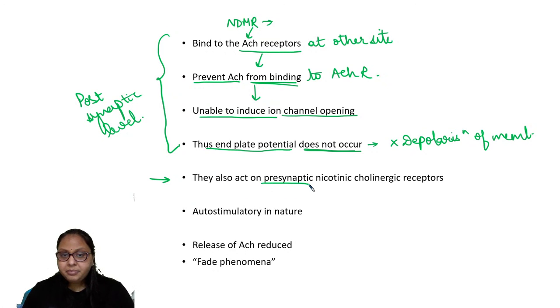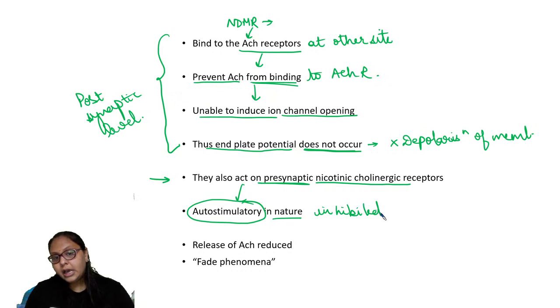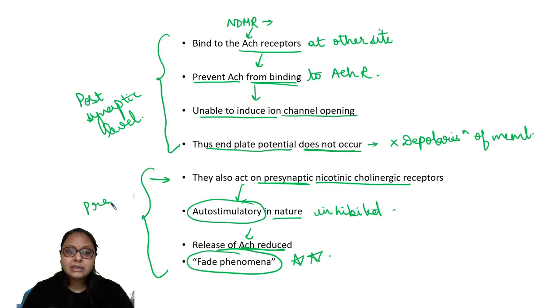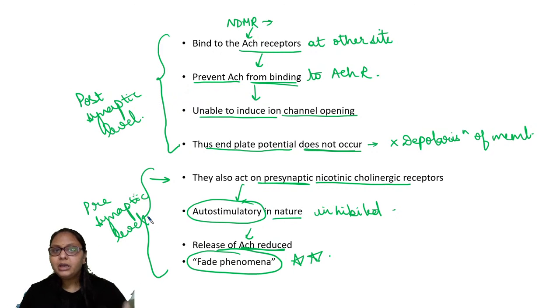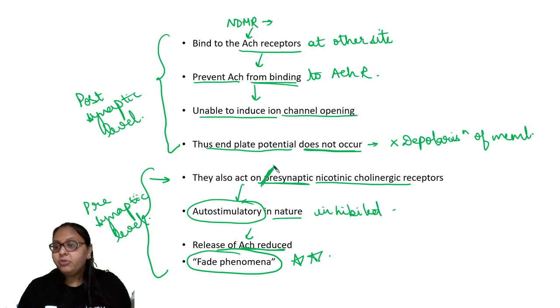Now, also they act at the presynaptic nicotinic cholinergic receptors, and therefore the autostimulatory nature is inhibited, and release of acetylcholine is reduced, and therefore we see the fade phenomenon, which is very important. It is asked many times. So this happens at the presynaptic level. Is it clear? So why is the fade phenomenon seen with the non-depolarizing muscle relaxants? That is because they act even on the presynaptic nicotinic cholinergic receptors, which inhibits the autostimulatory nature of acetylcholine, and therefore the acetylcholine release is reduced with subsequent impulses, and therefore we see the fade phenomenon.